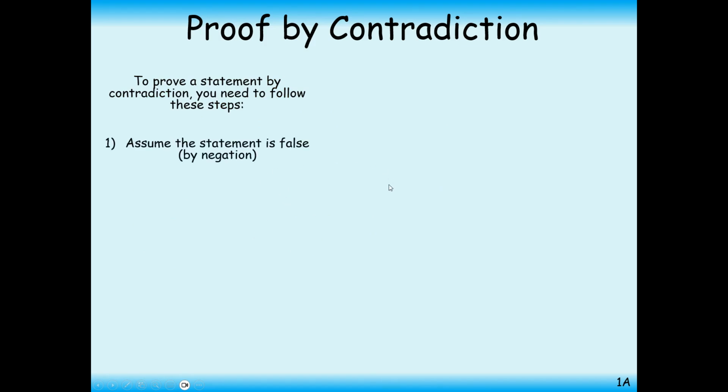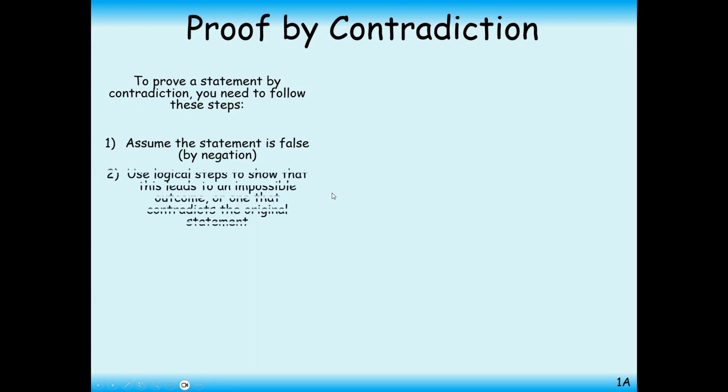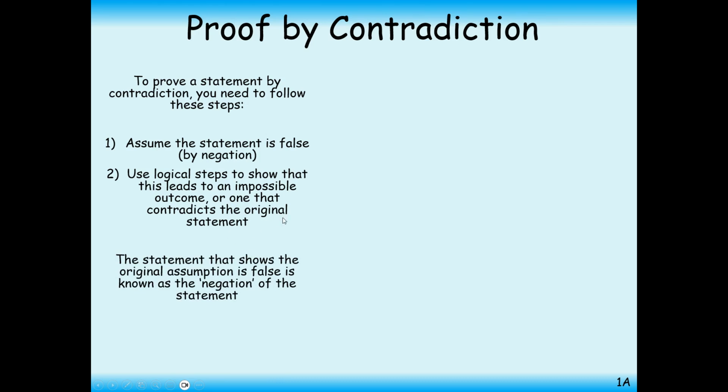The general pattern to prove a statement by contradiction is to assume that the statement is false, first of all, and then take some logical steps to show that it will lead to an impossible outcome or an impossible effect that is clearly wrong. Therefore, the original statement must be correct because we assumed the opposite. So let's look at an example. We're going to take the negation of this example.